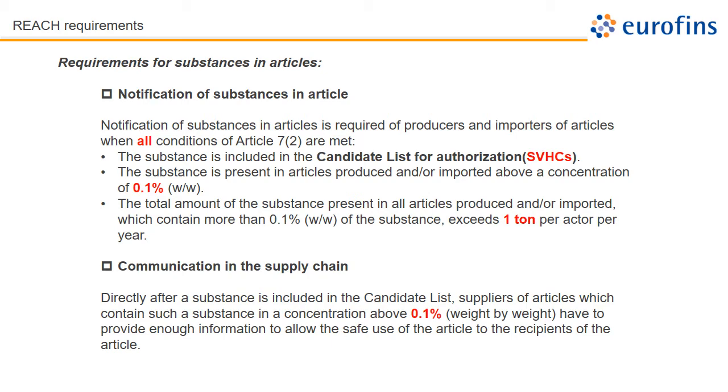SHC is a group of substances having adverse effects on human health and the environment. It is updated twice a year and now contains about 180 hazardous substances. Besides notification, even if the total amount of SHC does not exceed 1 ton per year, as long as it is about a concentration of 0.1% weight by weight, suppliers have to provide enough information to allow the safe use of the article to the recipient.